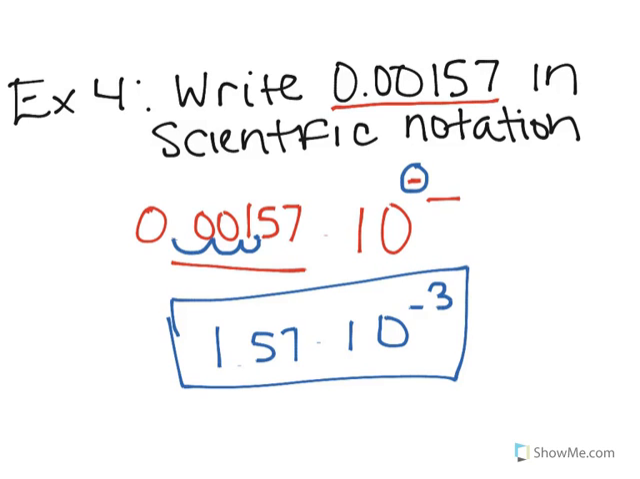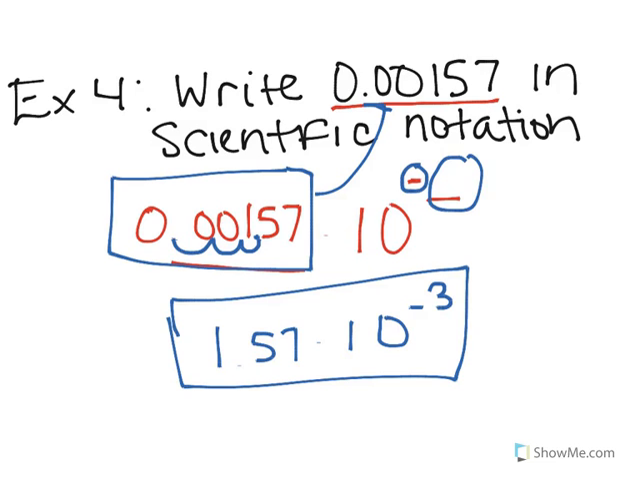Again, this first number here has to be between 1 and 10, and you always have to make sure you bring the decimal back to the original problem, and that's where this exponent comes into play. I hope that gave you a good understanding of scientific notation. Again, scientific notation is just a shorter way of writing very large numbers.